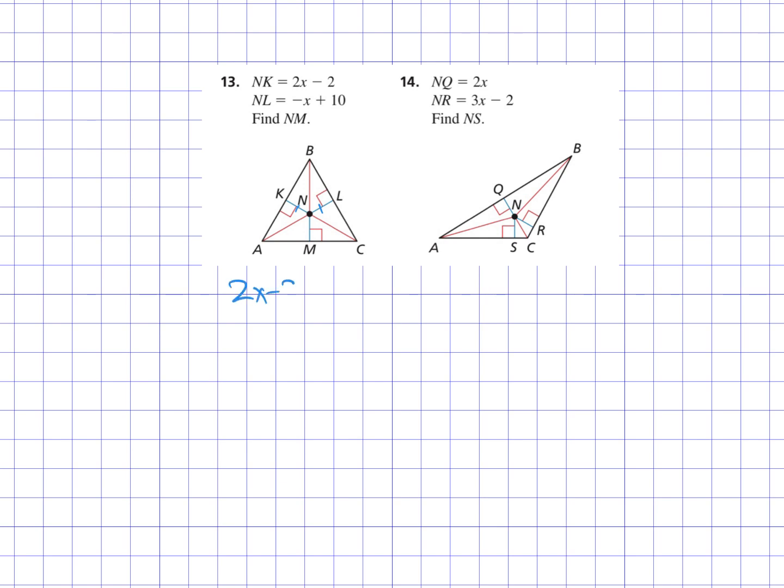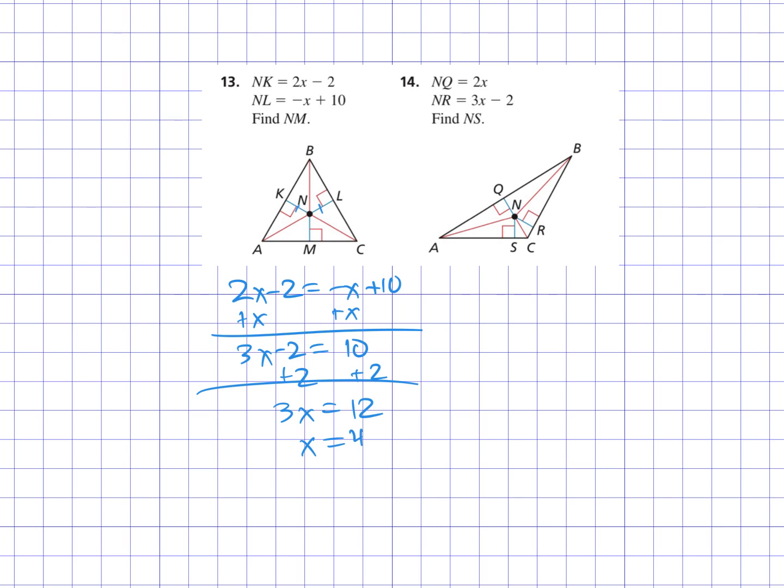So 2x minus 2 is equal to negative x plus 10. Add x. 3x minus 2 is equal to 10. Add 2. 3x is equal to 12. Divide by 3, and x is 4. So that's what x is, but we've got to find NM, which is the same as either of these two expressions. So 2x minus 2, I'll just use the top one. 2x minus 2, 8 minus 2 is 6. That would be NM.